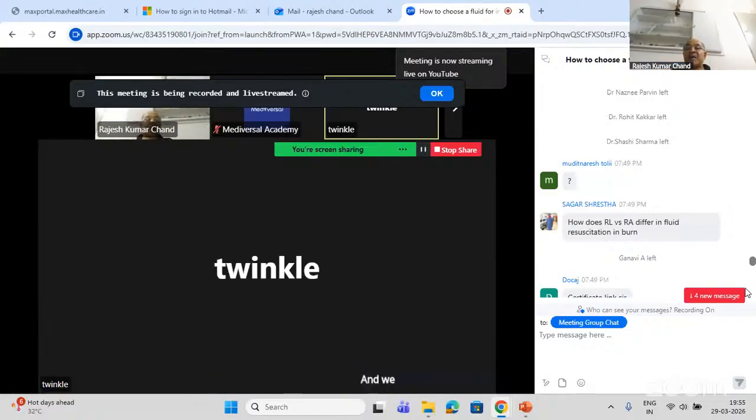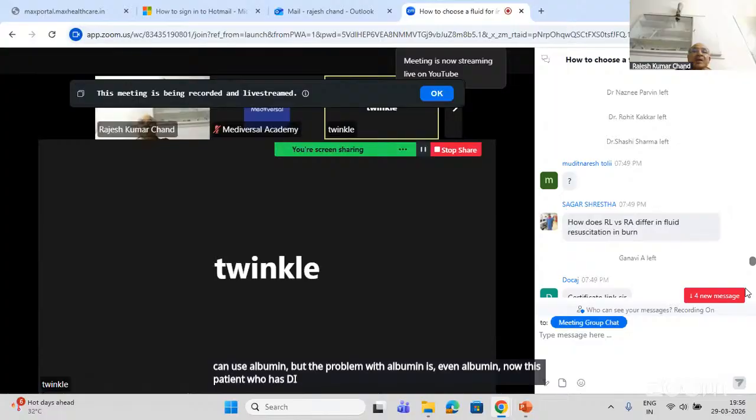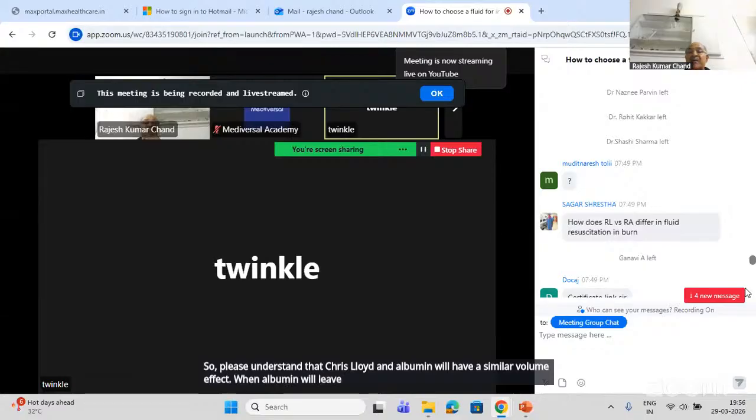we will give albumin. We definitely cannot give starches. Hydroxyethyl starch is absolutely contraindicated. It should not be given. We can use albumin, but the problem with albumin is that this patient who has DIC and AKI will be in a highly inflamed state. So please understand that crystalloid and albumin will have a similar volume effect, because albumin will leave the intravascular compartment very fast due to increased capillary permeability because of inflammation.